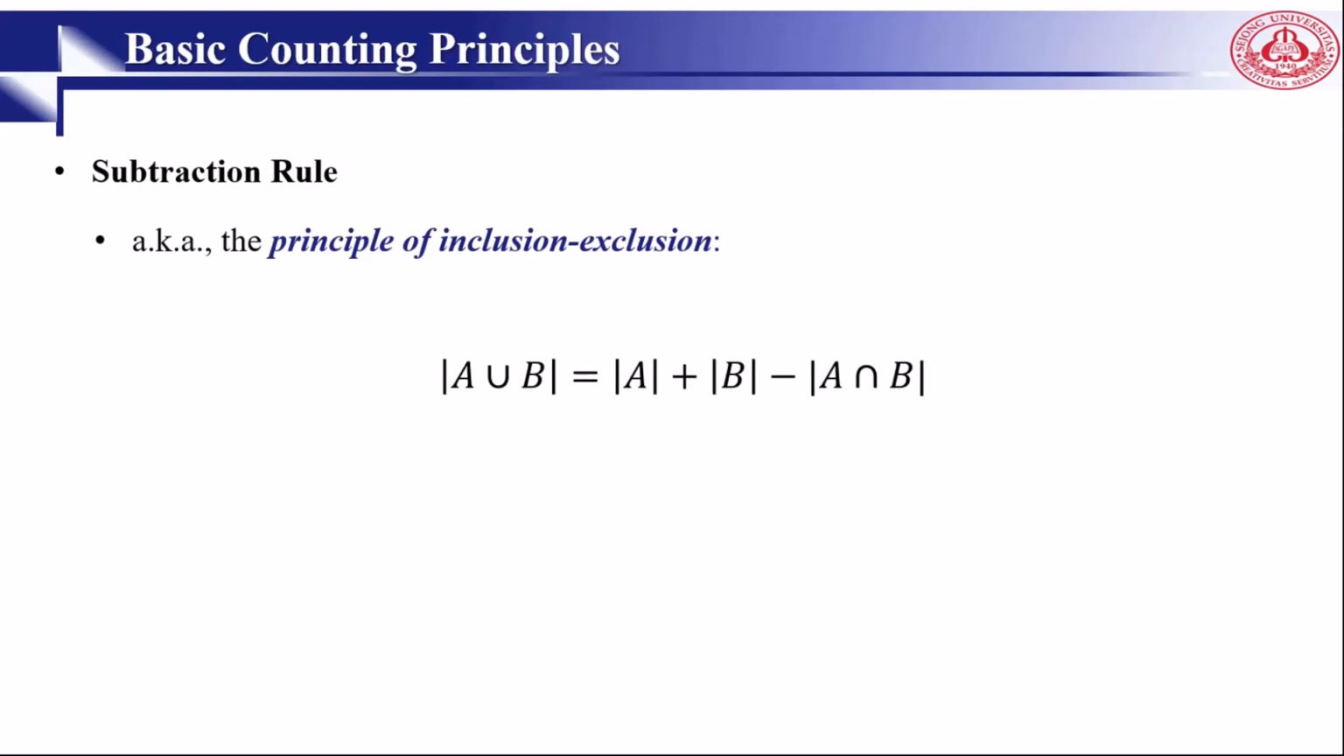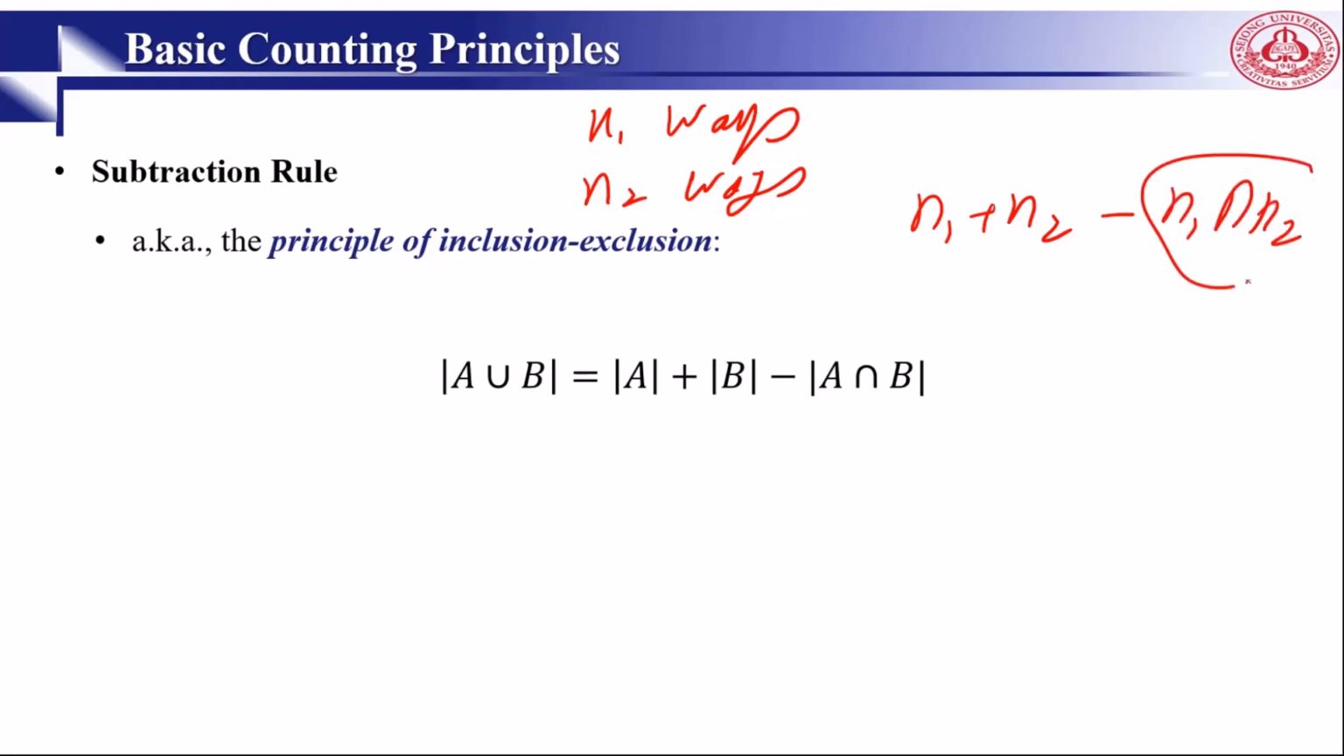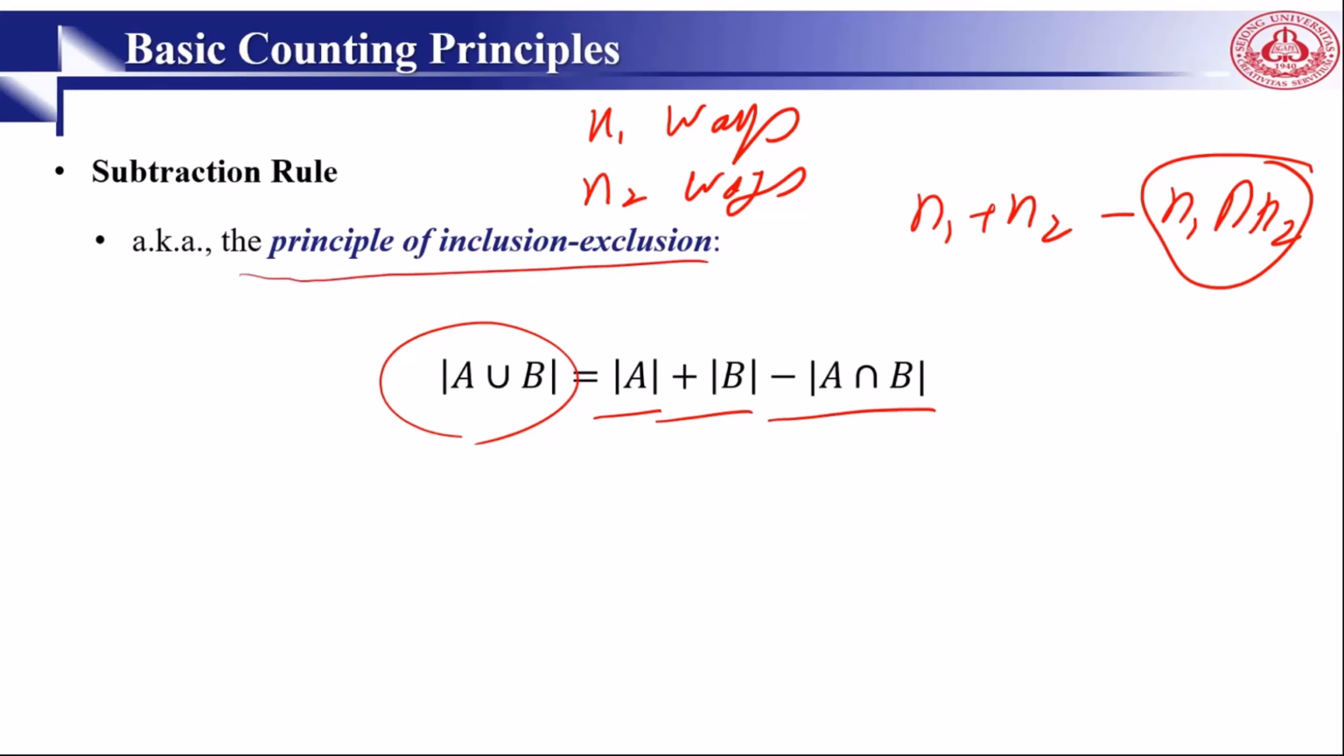Then we have the subtraction rule. If a task can be done either in one of n1 ways or in one of n2 ways, then the total number of ways to do the task is n1 plus n2 minus the number of ways that they have in common. The same holds here: A union B is equal to A plus B minus the common part of them. This is known as the principle of inclusion-exclusion.